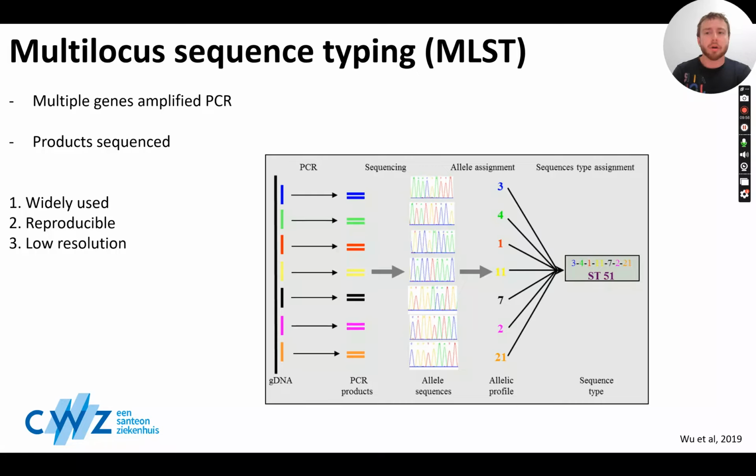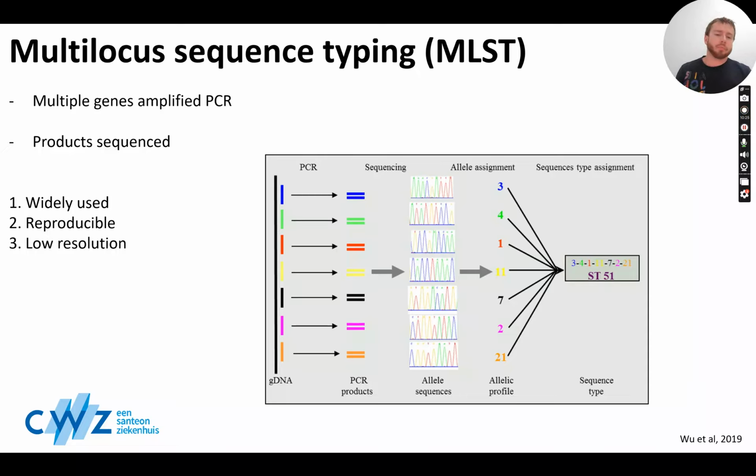The first of all is multi-locus sequence typing, abbreviated as MLST. What we do with this method is that multiple genes are amplified with PCR, and next with Sanger sequencing you get the nucleotide sequences, and those are compared between each other. This method has been used a lot for very good reasons, of course, because it's highly reproducible.